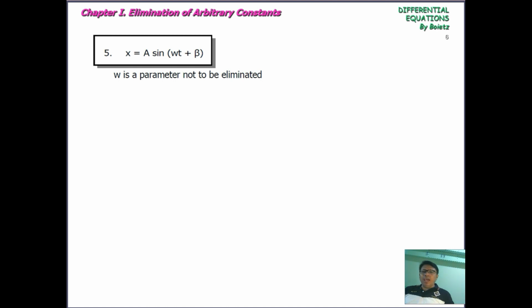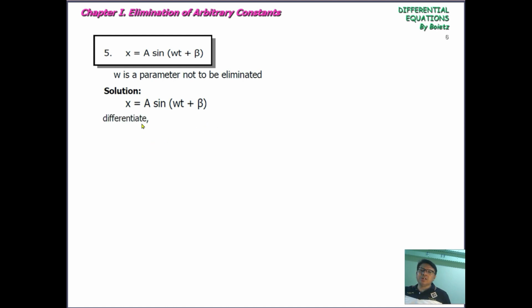Okay, so x is equal to a sin wt plus beta. W is a parameter not to be eliminated. So, hindi daw alisin yung W. Here, medyo naiba yung problem kasi normally sanay tayo ng x and y but dito, x saka I think that is t. So sa electric circuit, normally ganyan ang functions. Anyway, so here again, just copy the word solution or write the word solution, then copy the problem as is.